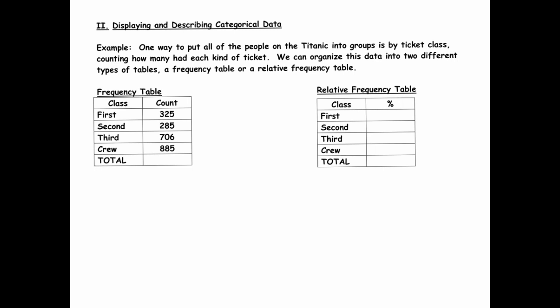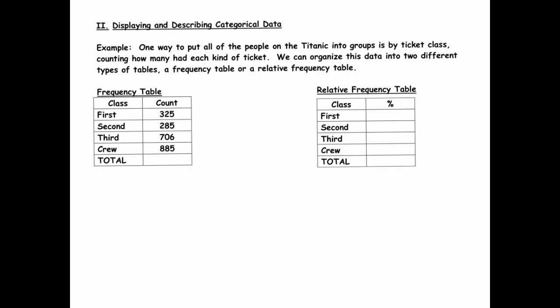So the first thing we do with categorical data and all types of data is we want to organize it after we gather it. So here's an example we're going to analyze throughout the next few examples. This says that one way to put all the people on the Titanic into groups is by ticket class, counting how many had each kind of ticket. And we can organize the data into two different types of tables, a frequency table and a relative frequency table.